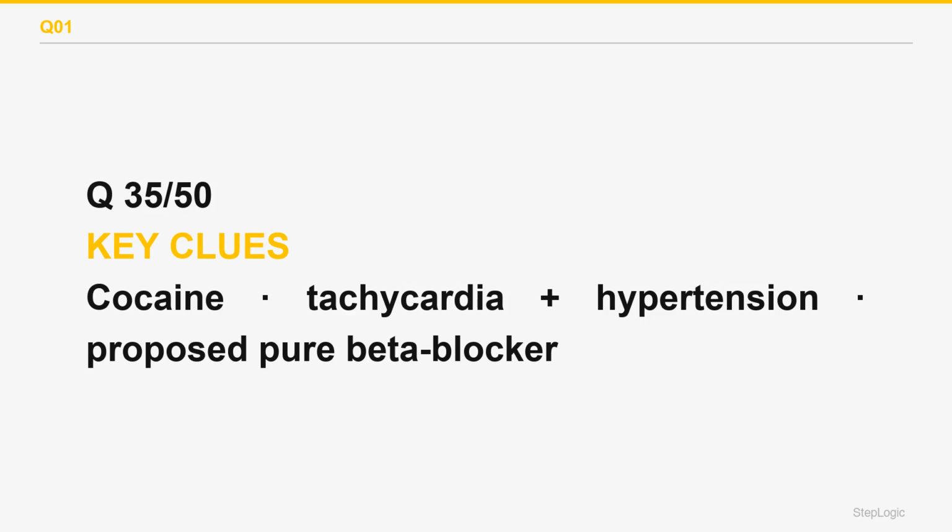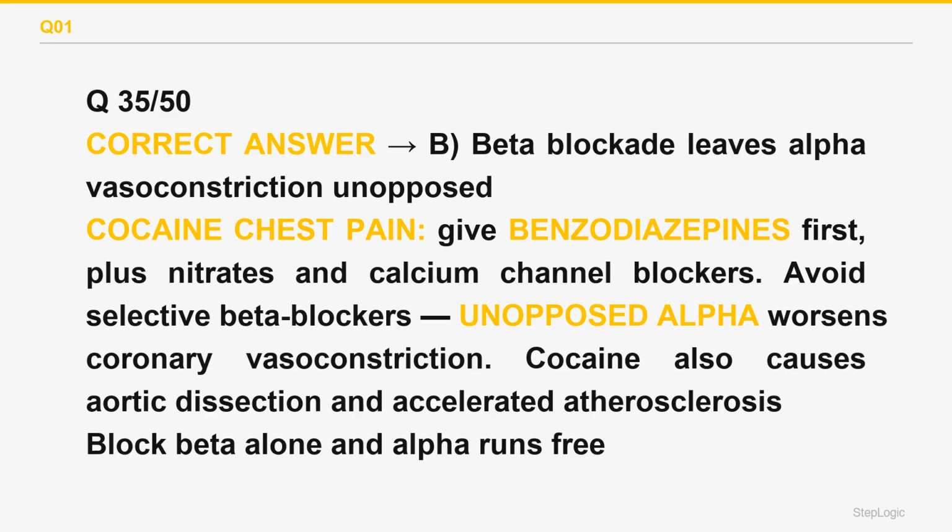Giving a selective beta blocker removes the beta-mediated vasodilatory and chronotropic effects while leaving alpha-mediated vasoconstriction entirely unopposed. Coronary vasoconstriction worsens, as does blood pressure. The appropriate agents are benzodiazepines, which reduce central sympathetic outflow, together with nitrates and calcium channel blockers. The correct answer is B.